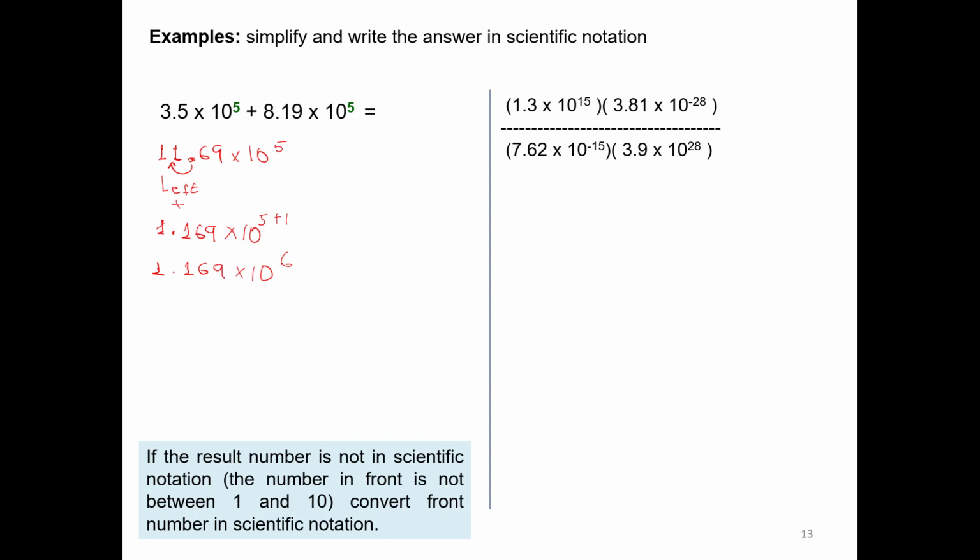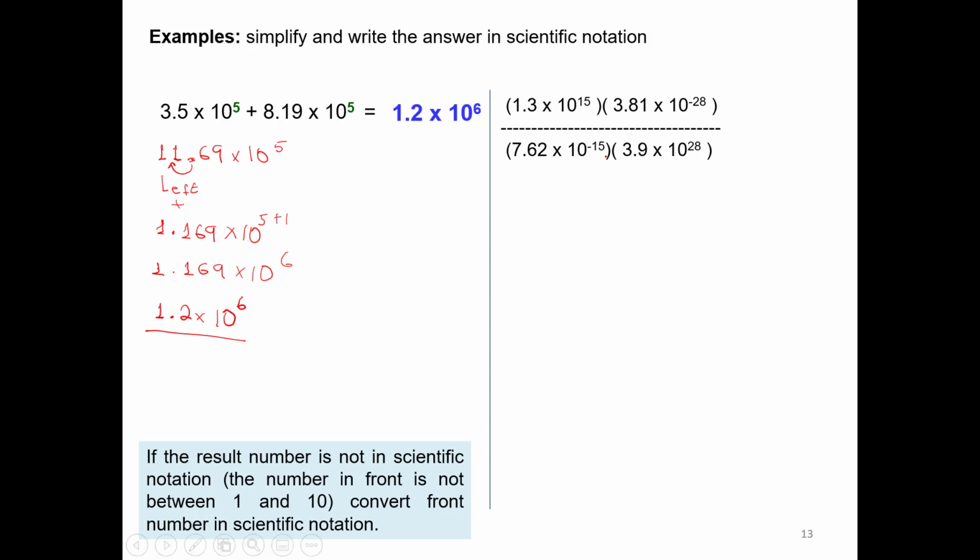Then now we need to take care of the significant digits. In this case we are adding, so we need to take into account the decimal places. We had 2 decimal places and 1 decimal place, so we want 1 decimal place in the answer. Then here we need to round up. If we write this number with 1 decimal place, it will be 1.2 × 10^6. And this is the answer.